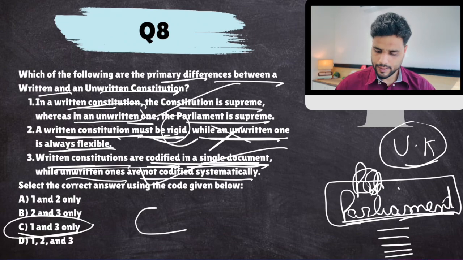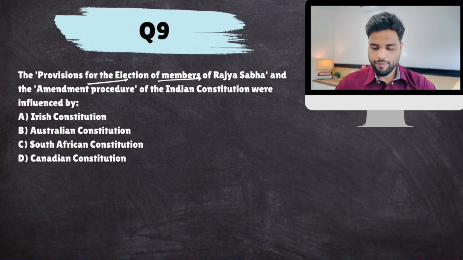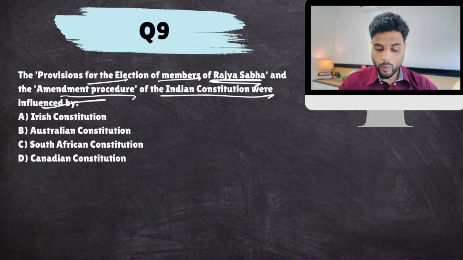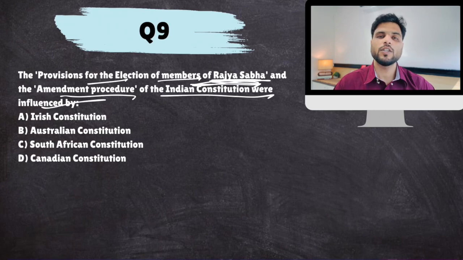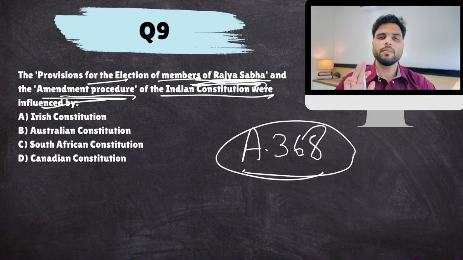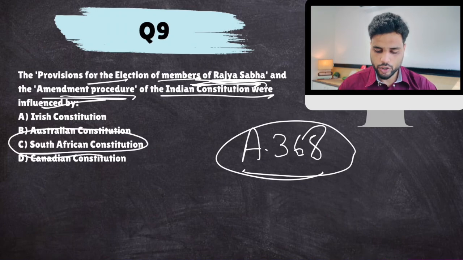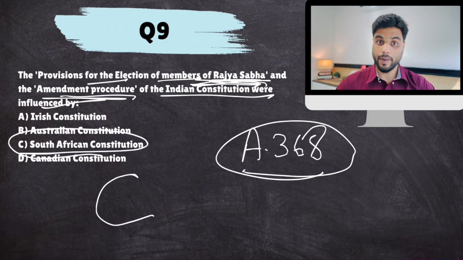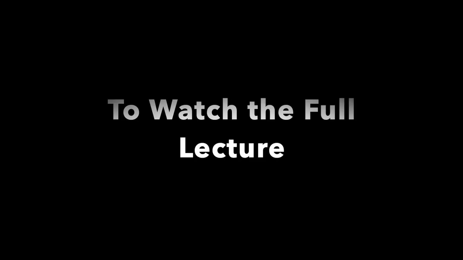Okay, next. The provision for election of members of Rajya Sabha and amendment procedure of Indian Constitution were influenced by, well, how are the members of Rajya Sabha elected? Well, through proportional representation by means of single transferable vote. And every state MLA would elect members to Rajya Sabha. This and the amendment process listed in Article 368 bears a lot of similarity with South African Constitution. Okay, so remember this part. Next.